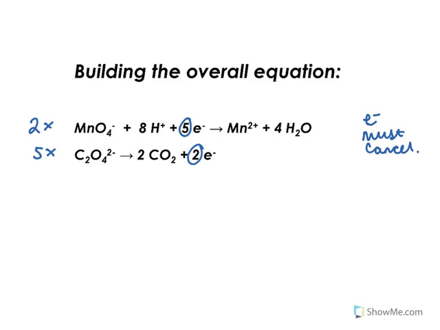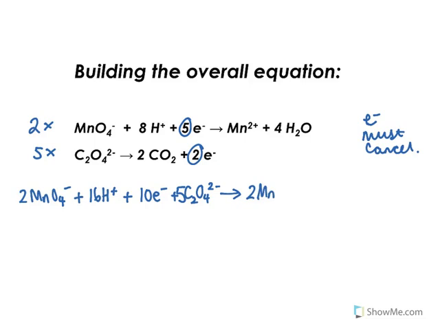I'm just going to add it all together. So 2MnO4- plus 16H+ plus 10e- plus 5C2O4 2- all reacts to produce 2Mn2+ plus 8H2O from the top one, plus 10CO2 from the bottom one plus 10e-.